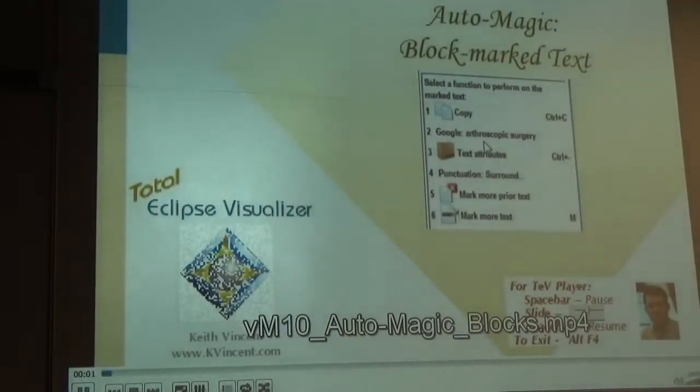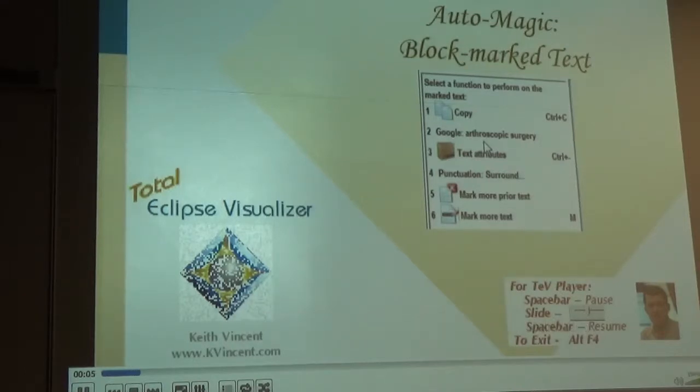Let's see some of the choices that Eclipse Automagic offers when you have block marked text. As soon as I mark text, Automagic offers me an easy way to mark more text, or to mark more prior text. Since I want to mark not just surgery but arthroscopic surgery, I could use choice 5 to mark more prior text. Now if I press 1, Automagic will copy this.